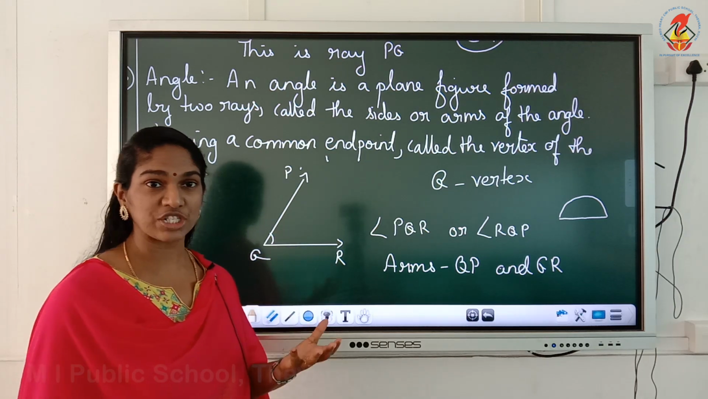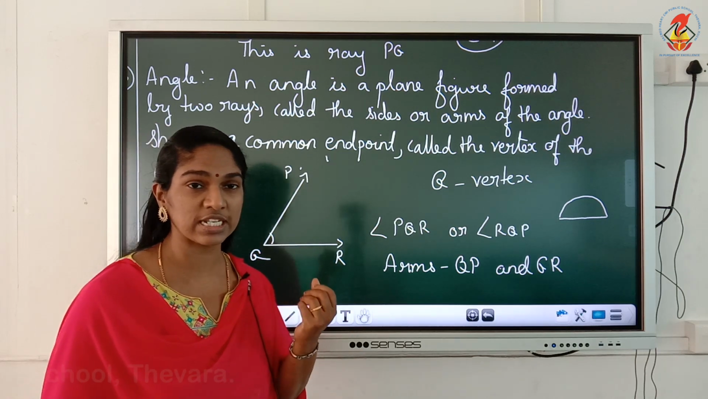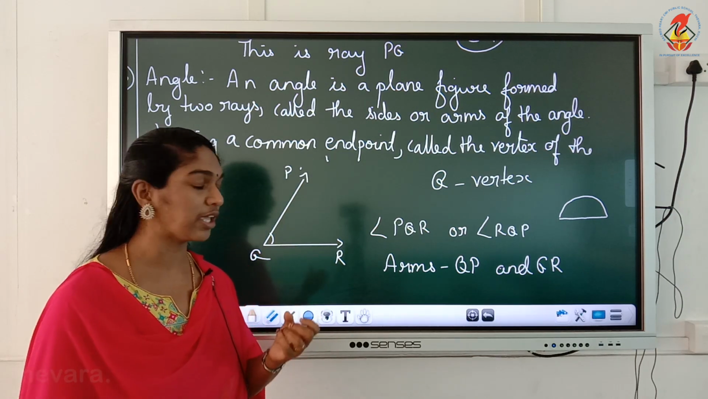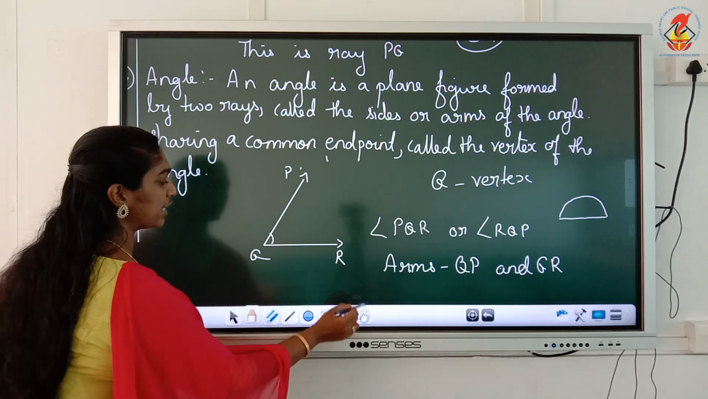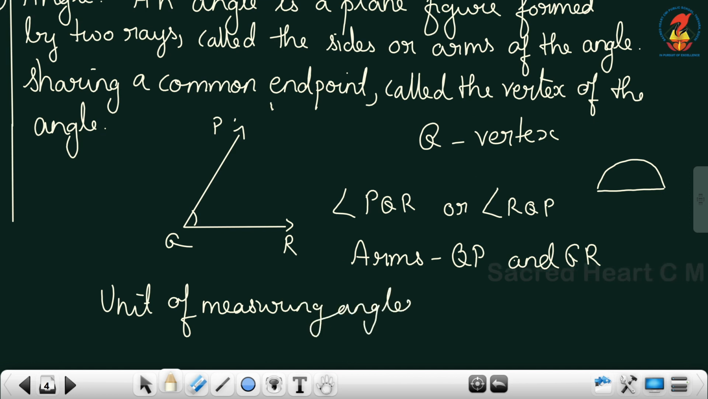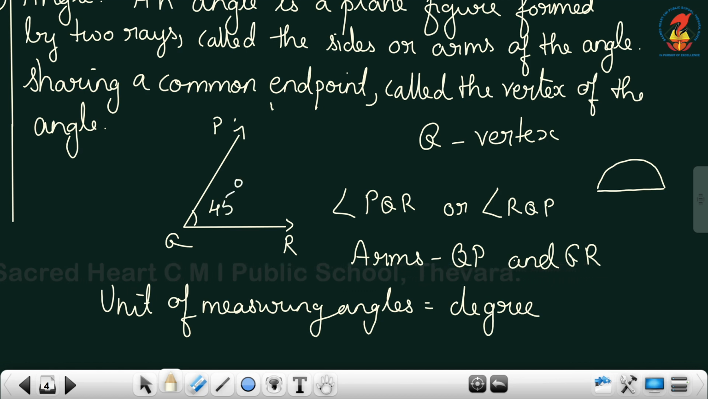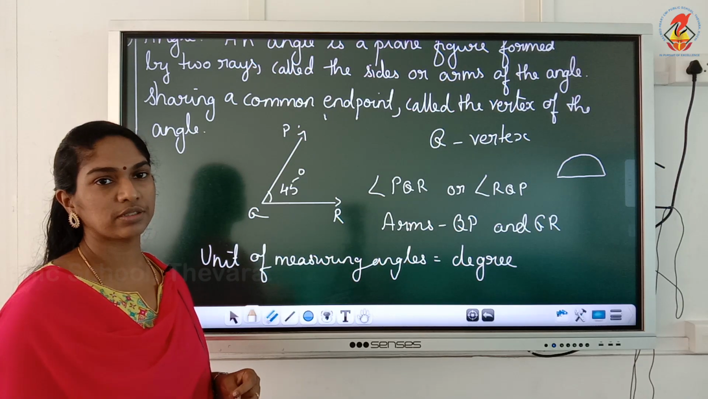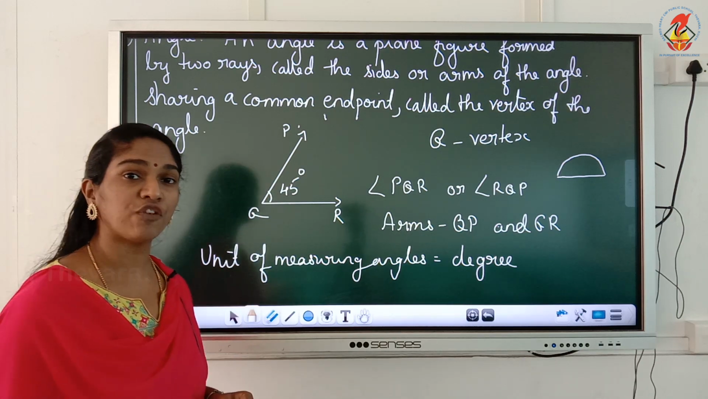When you measure something, you have to write the value with a unit, isn't it, children? The unit for measuring angles is called the degree. Suppose you measured and got 45. You can write it down like this: 45 degree. Put a small o on top of the number. You read it as 45 degree.